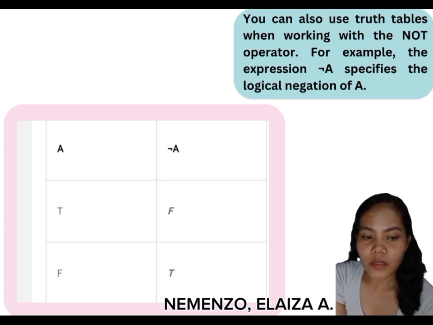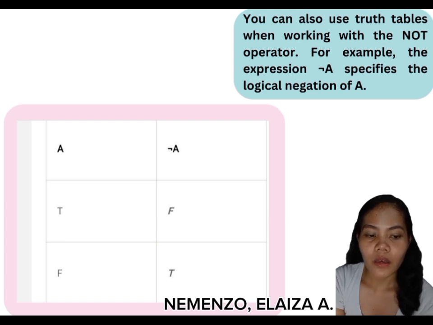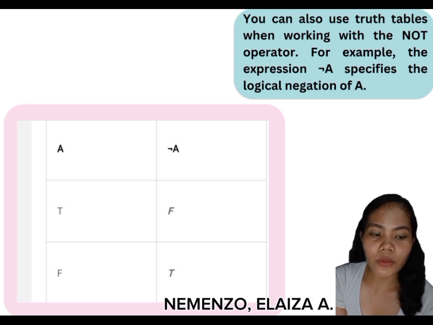You can also use truth tables when working with the NOT operator. For example, the expression not A specifies the logical negation of A. Because there is only one variable, the truth table requires only one column for that variable, along with the outcome column. As you can see, the table requires only 2 value rows because there are only 2 possible values, true and false. Because the not operator is used, the expression returns false if A is true and returns true if A is false.